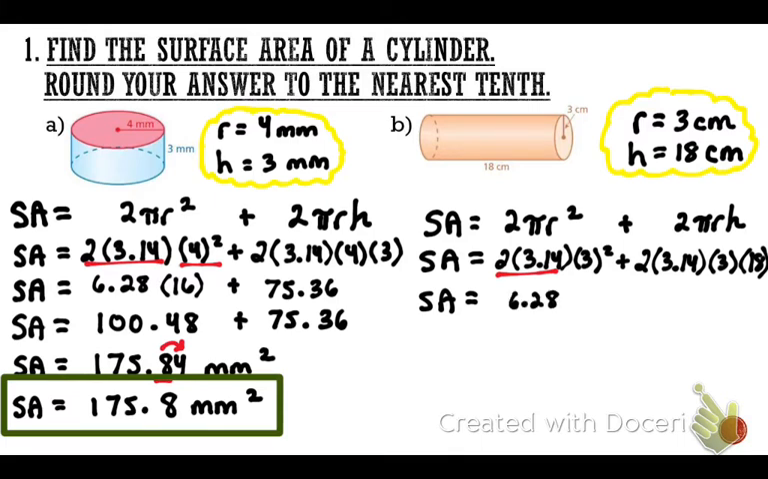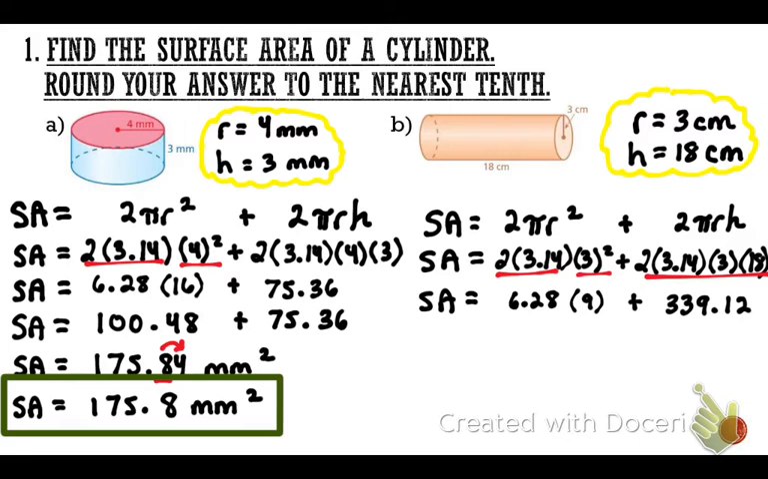6.28. Then what is 3 squared? 9. Be careful. As I walk through, some people did 3 times 2. Remember, that means 3 times itself, so that would be times 9. Plus, when you multiply all that part, that lateral surface area together, what number did you get? 339.12. Okay, very good.